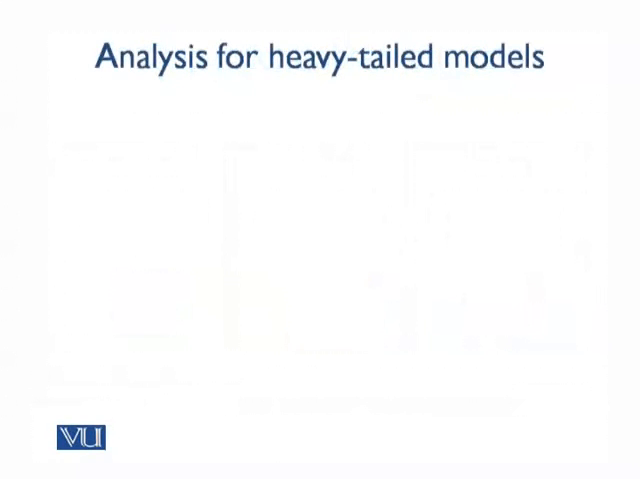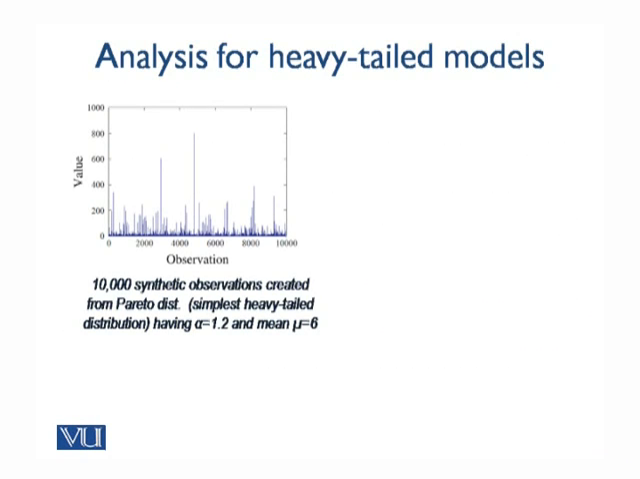The second key aspect that was mentioned was the heavy-tailed impact. Let me show you 10,000 synthetic observations created from a Pareto distribution, which is the signature heavy-tailed distribution, and we are choosing an alpha value of 1.2 and a mean of 6. When a Pareto distribution has an alpha value less than 1, it does not have a well-defined mean. But in this case, we have a well-defined mean, and the importance of the Pareto distribution is that it captures extreme events. You observe that most of the observations are around 6, but then you have some very extreme observations that are maybe 2 or 3 orders away from the central value.